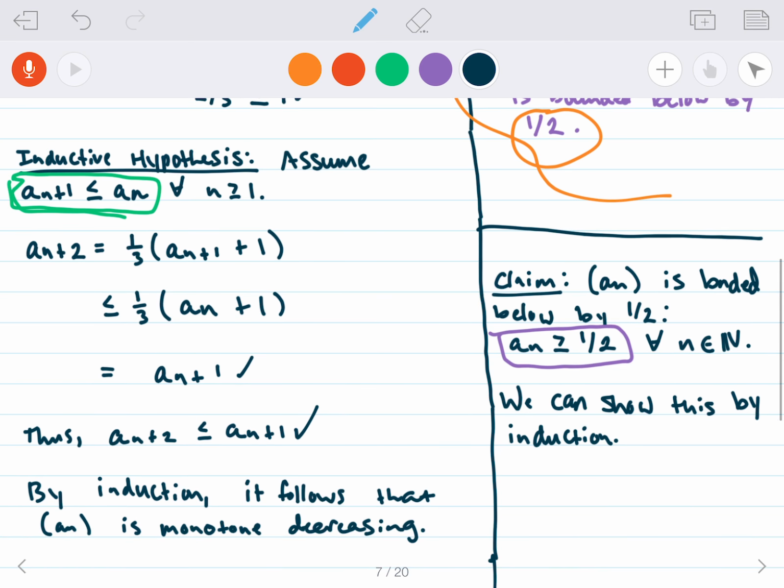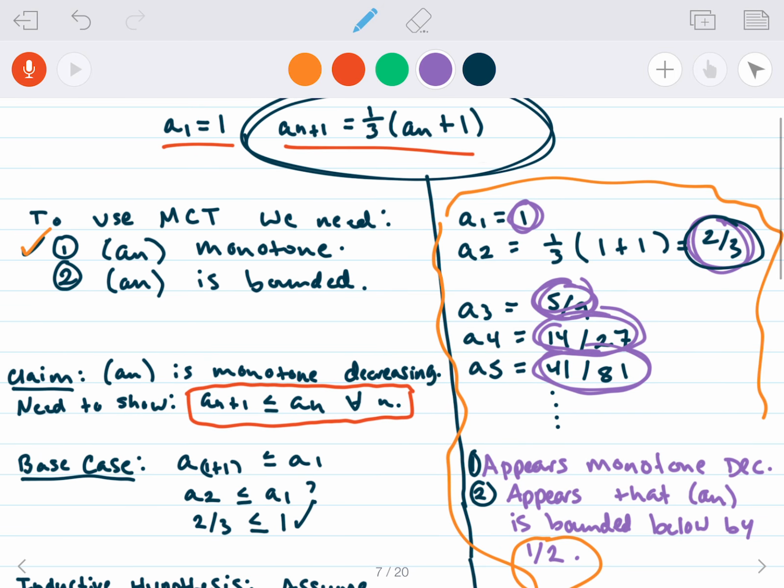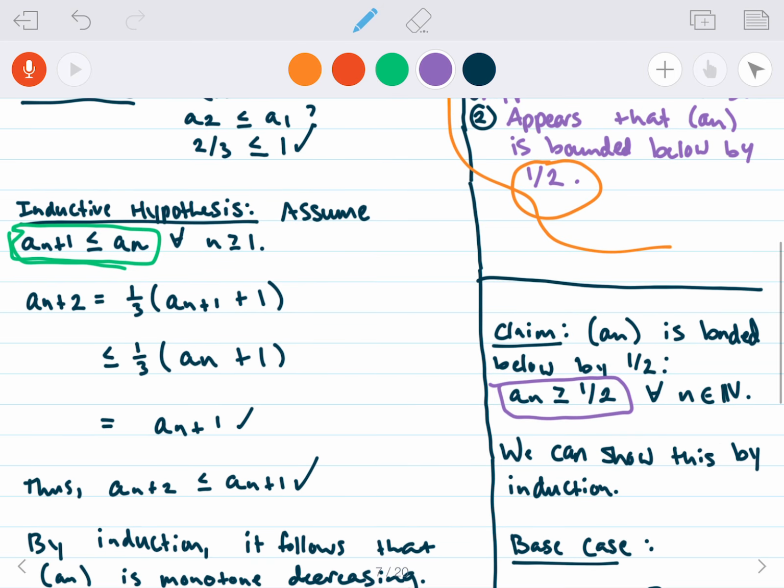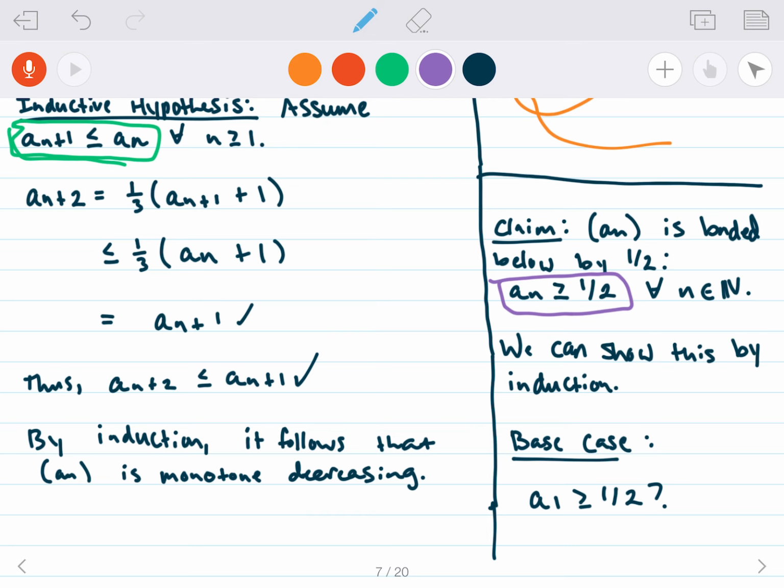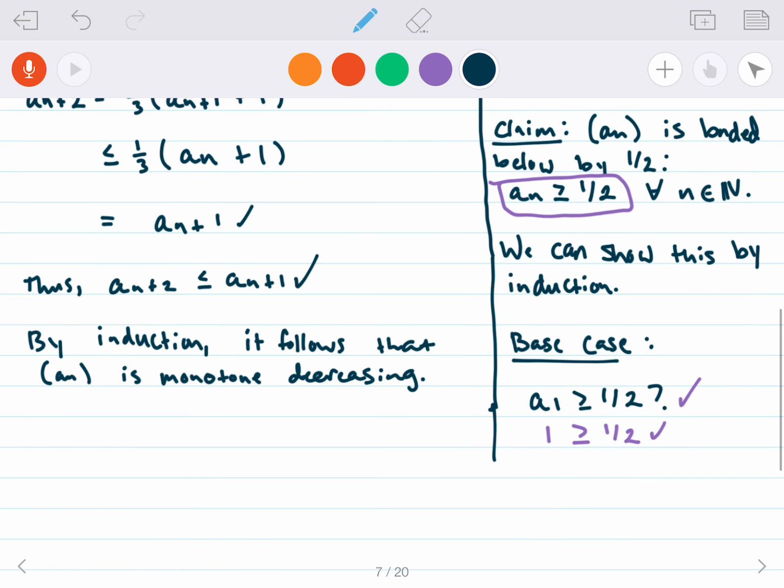So the base case, we want to show that this is true for the smallest possible little n. And the smallest possible little n is little n equals 1. That's the first natural number. So is it true that a sub little 1 is bigger than or equal to 1/2? Well, yeah, that's true, because a sub little 1 was 1. 1 is bigger than or equal to 1/2. So that's true. So the base case is done.